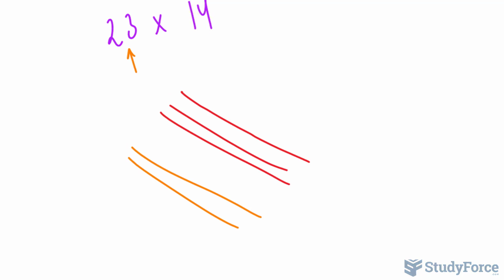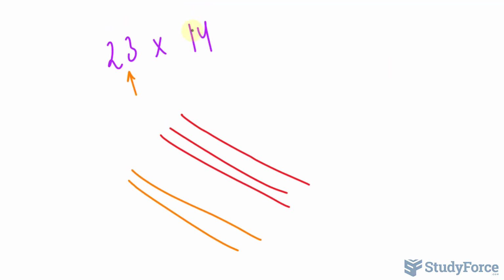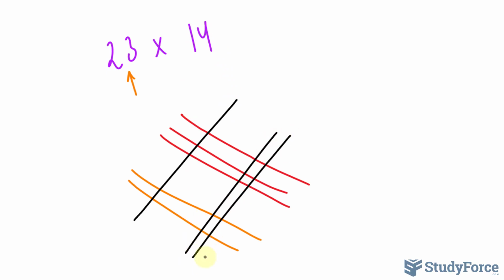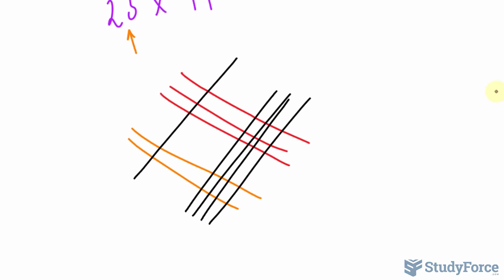Now for the second number, 14, we do the same thing. But rather than going in this direction, it actually crosses these ones. So that very first number is 1, and then we'll add a little bit of space and draw out four more lines. 1, 2, 3, 4. Let's take a close look at this.